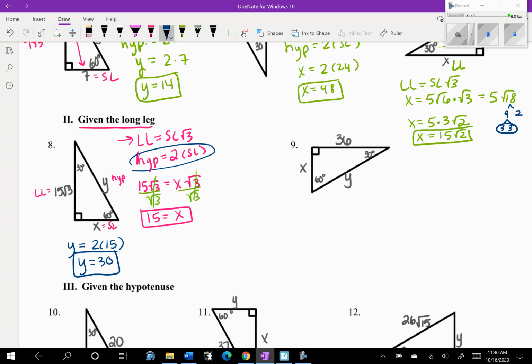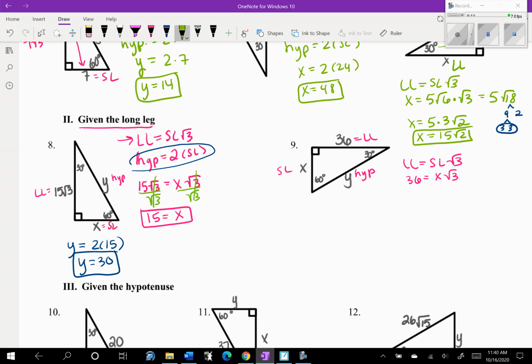Now we've solved for the other two remaining sides. Looking at the next one, same thing. We're going to use the long leg formula first because 36 is the long leg. Across from the 30 degrees is x, so that's the short leg, and this is the hypotenuse. This is across from the right angle. So we have the long leg equals the short leg times root 3. Long leg is 36 equals x root 3.